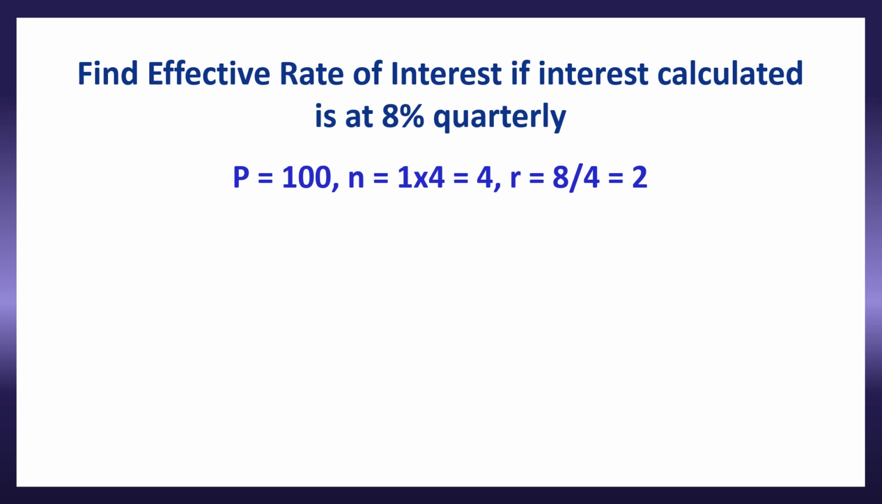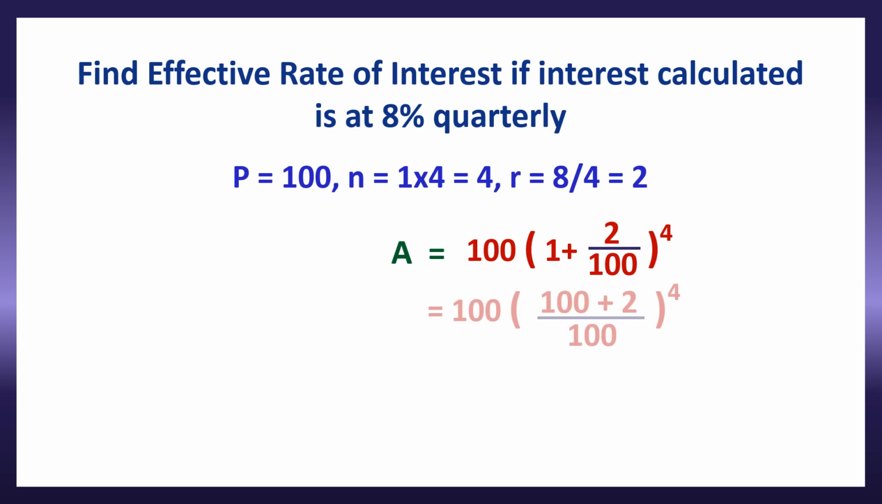That is N. Then rate R is equal to 8 divided by 4, 4 compounding periods. So 8 divided by 4, that is 2. In every quarter, instead of 8%, 2% interest is taken. That is found by dividing 8 by 4. Now let us apply it in the formula. A is equal to P into 1 plus R by 100 whole raised to N. So it becomes 100 into 1 plus 2 divided by 100 whole raised to 4.